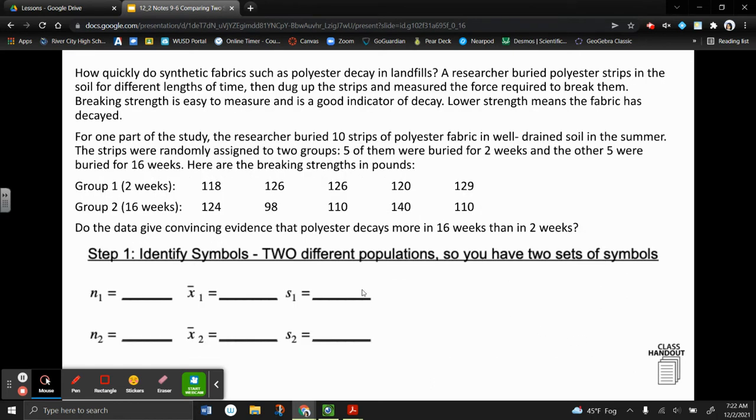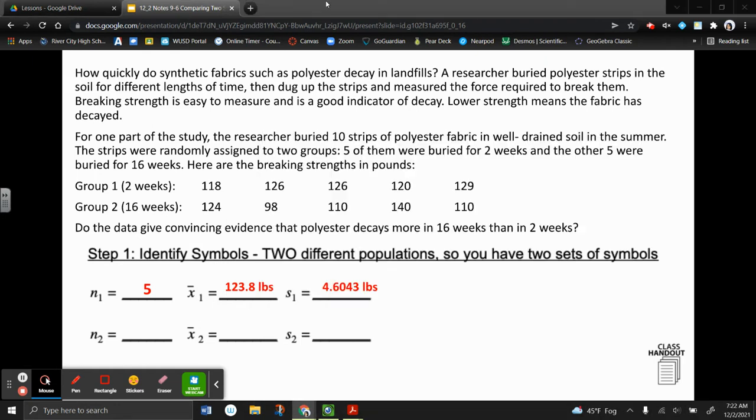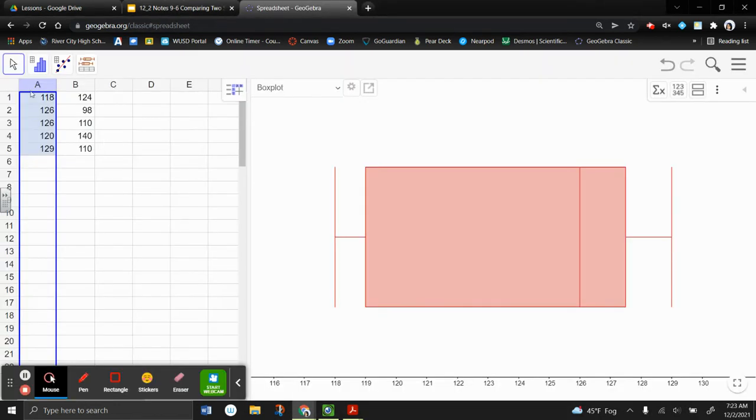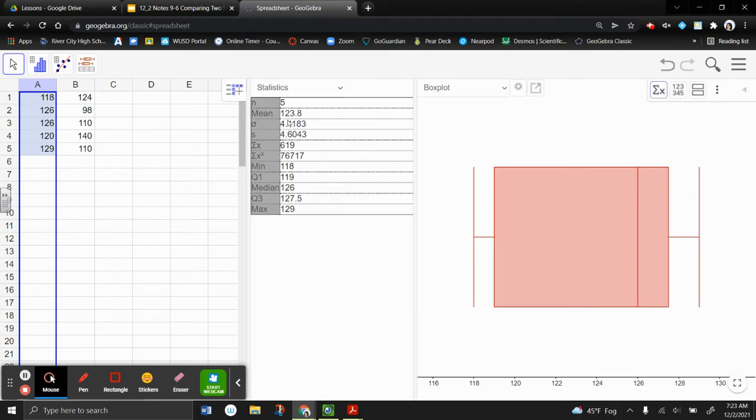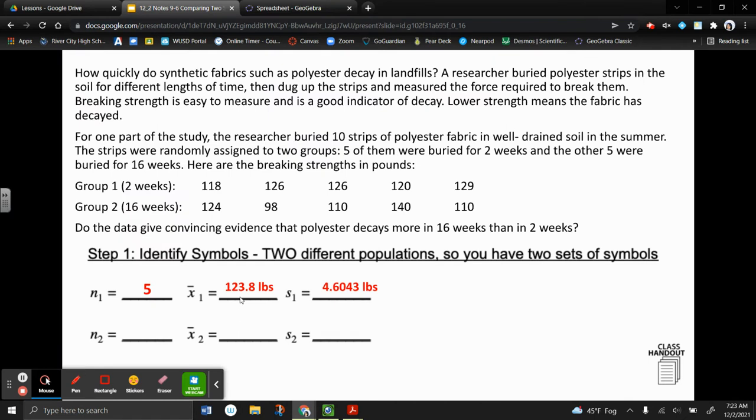All right, so this is a two-sample mean problem because we are comparing two groups, and it's means because our data is quantitative. So the first thing we're going to do is identify our symbols. Since we have two different populations, we're going to have two sets of symbols. Starting with group 1, which is the 2-week group, n is equal to 5. We're going to put the data into GeoGebra, as we can see here. There are no outliers, which means that we can get our summary statistics. So this is where we have our summary statistics. The mean is 123.8 pounds with a standard deviation of 4.6043 pounds.